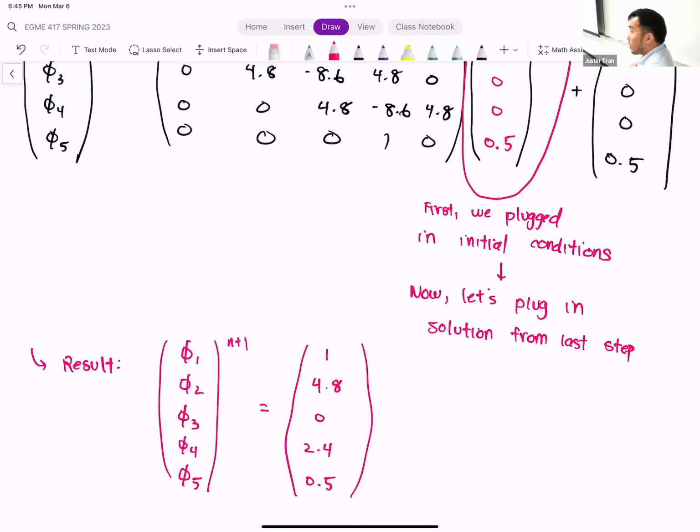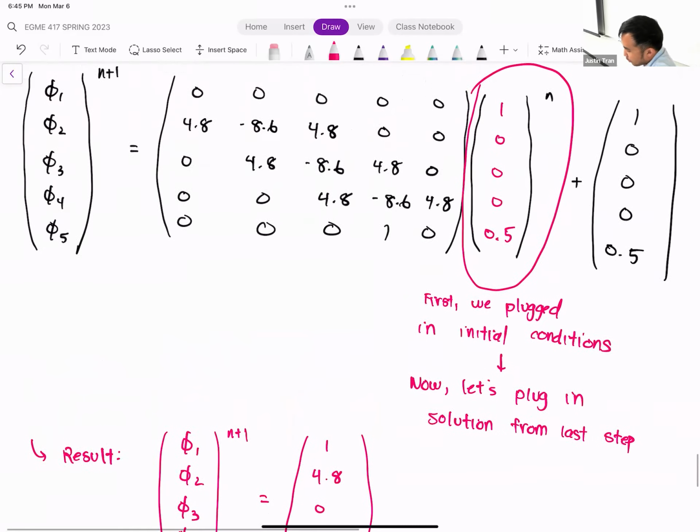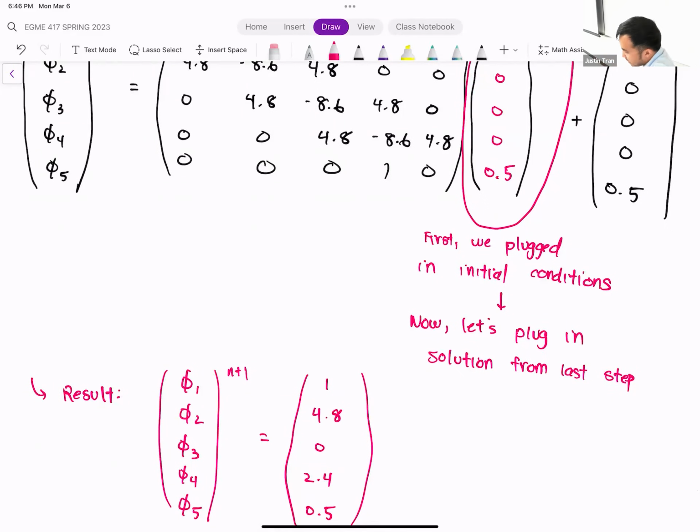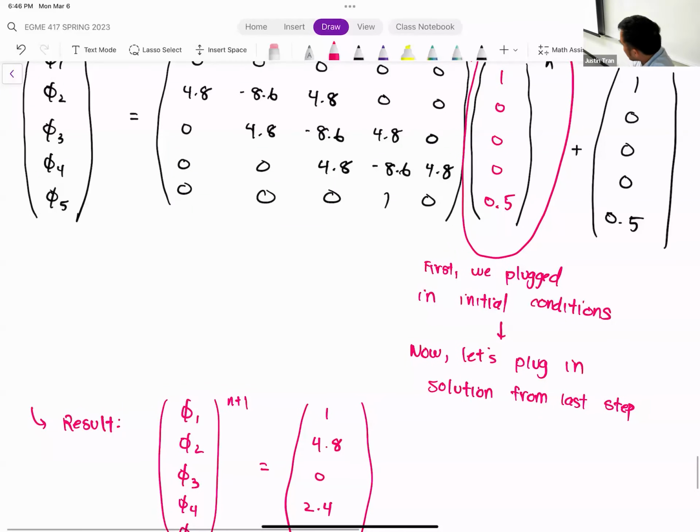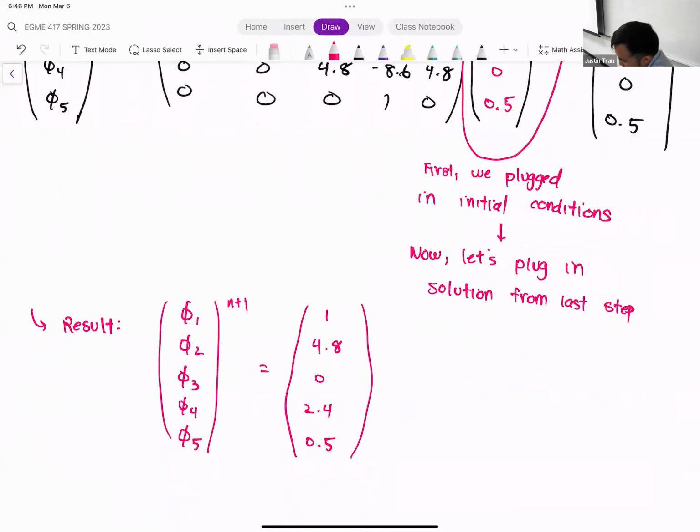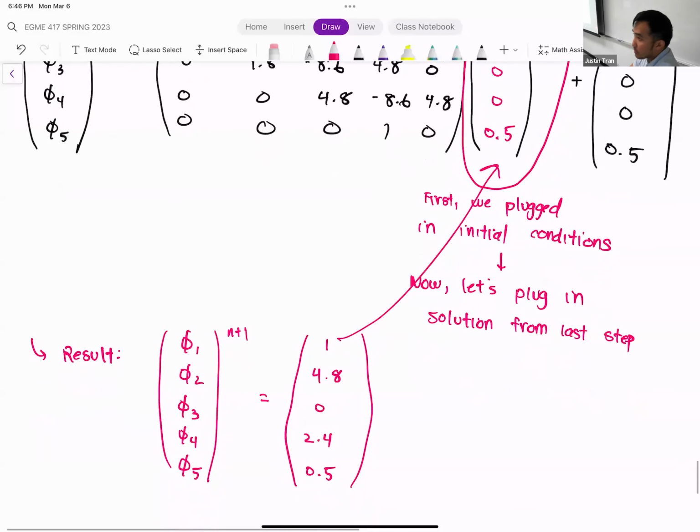If you want to see the solution after 3 time steps, you just repeat the process and multiply by the same matrix. The good thing is that the matrix doesn't change. The only thing that changes here is your vector of current solutions. So for the next time step, you take this, plug it in there, perform the matrix vector multiplication, get a new solution vector, then go back and plug it in, and so on and so forth.